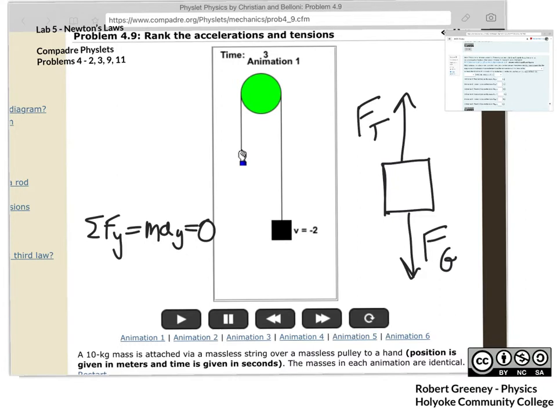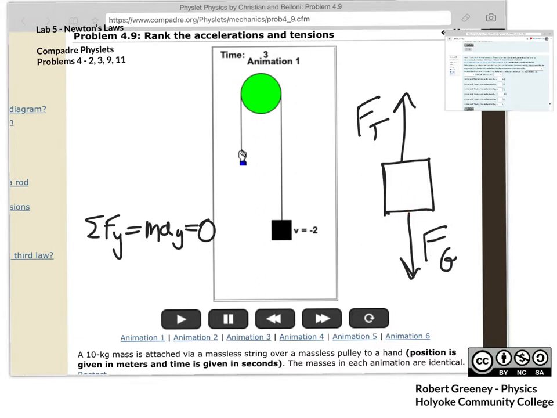Okay, animation 2. Play that. And now it's +2 meters per second. So what changed? Well, it's going up. Does that matter? You might think so, but it doesn't, right? The sum of the forces still has to be 0. The tension force and the gravity force have to be equal.